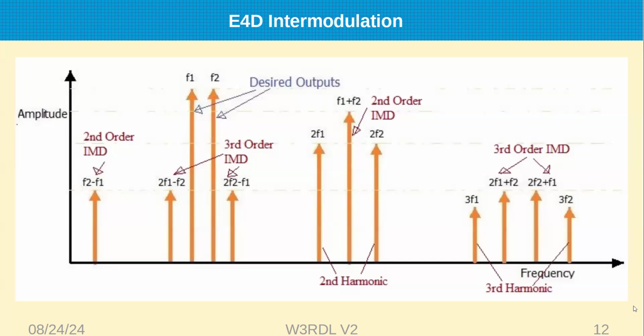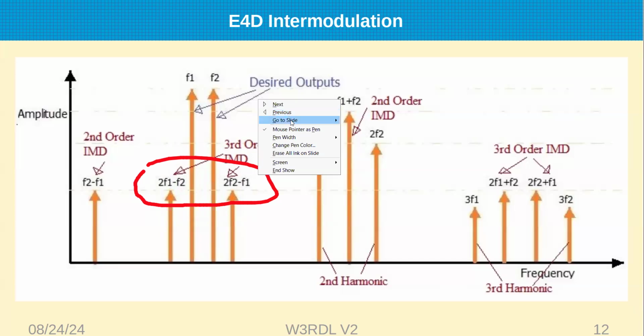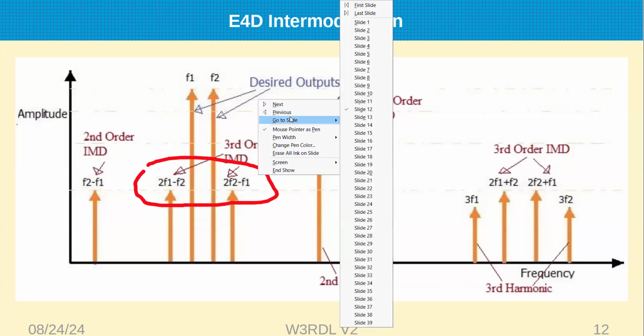So these are the only ones we care about: 2F1 minus F2, 2F2 minus F1. Those are the two things you need to remember. Or you just guess.